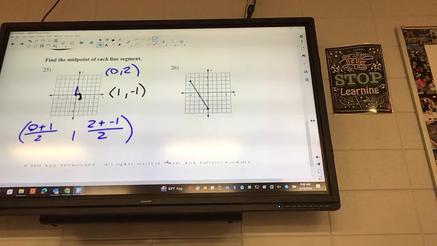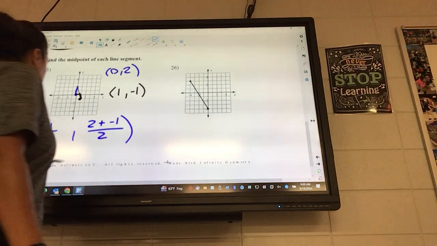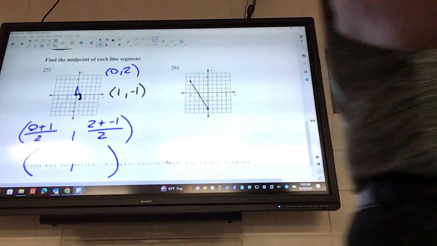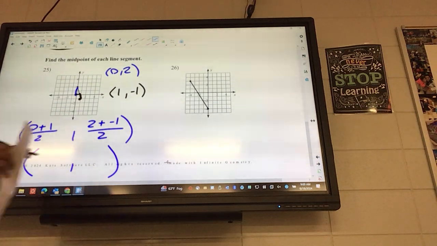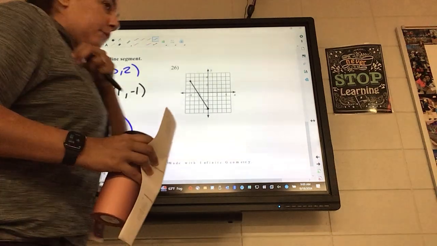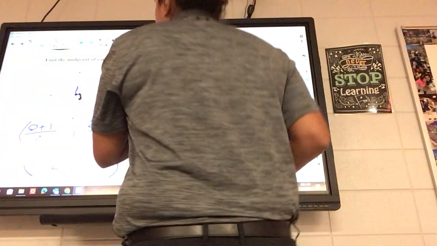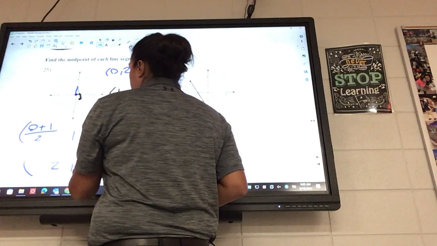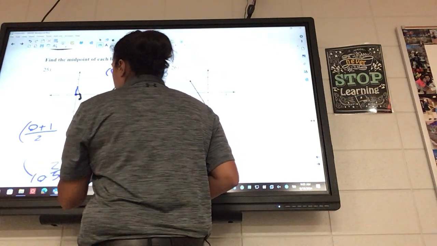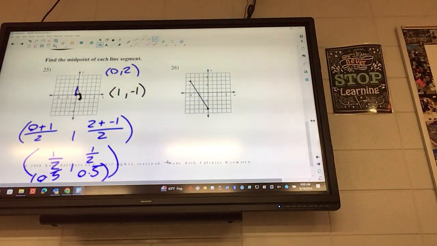Okay, so what do you guys get for the first one? One over 2, okay, or 0.5. What about the second one? What is 2 plus negative 1 over 2? Negative 0.5? Yep, so it could be positive 0.5. Either of these you can write as 1 over 2, or you can write 0.5. Either answer is totally the same. Okay? Wait, I thought it was 1.5. It is not 1.5.